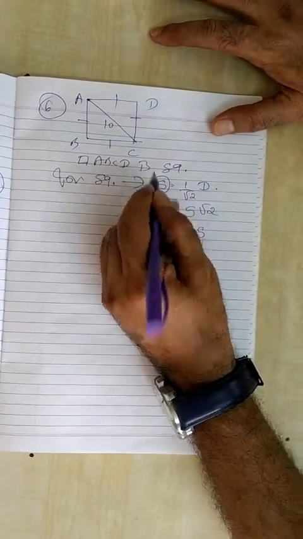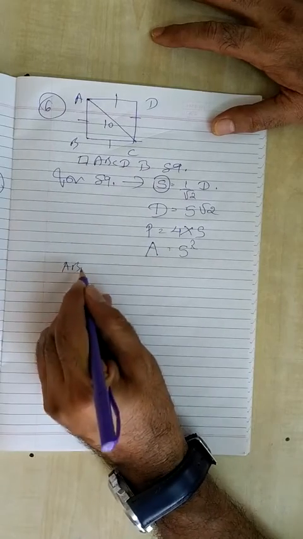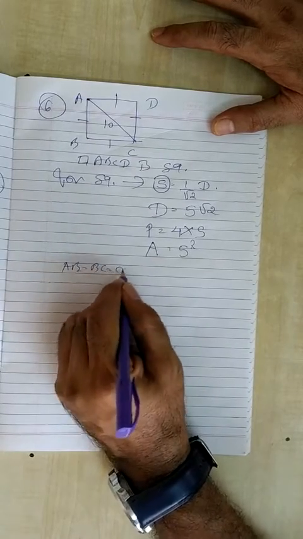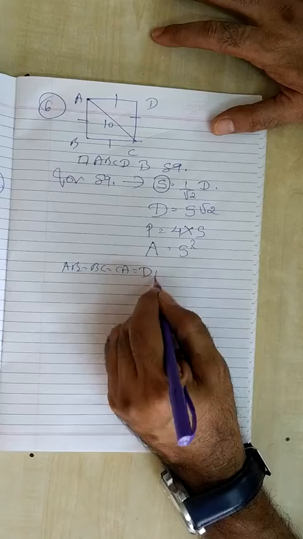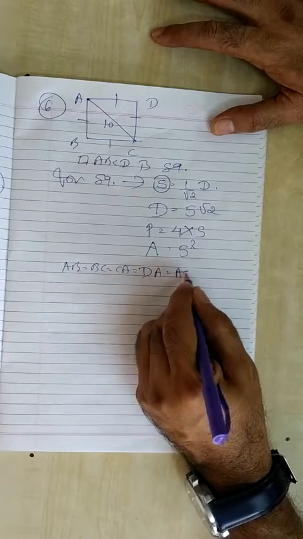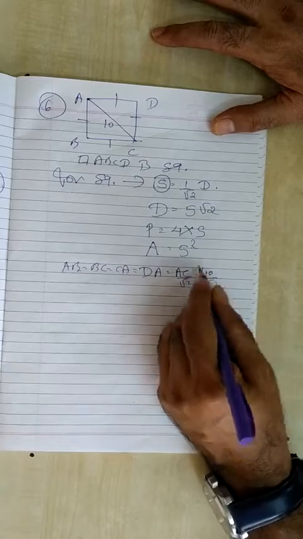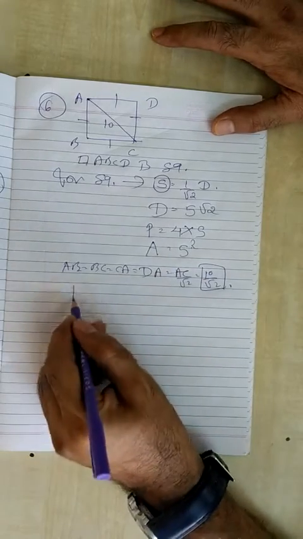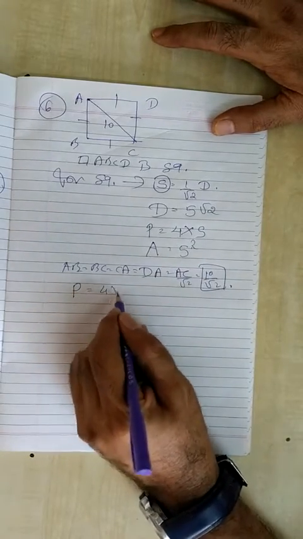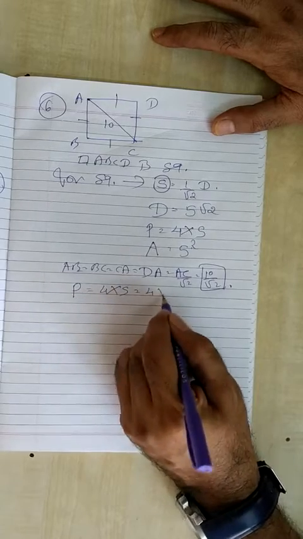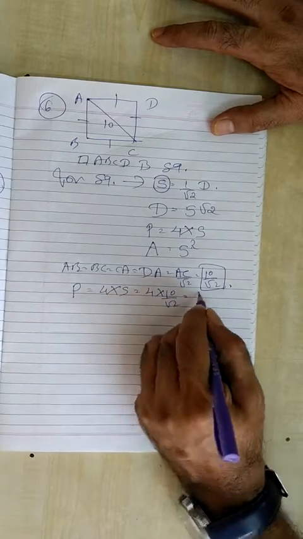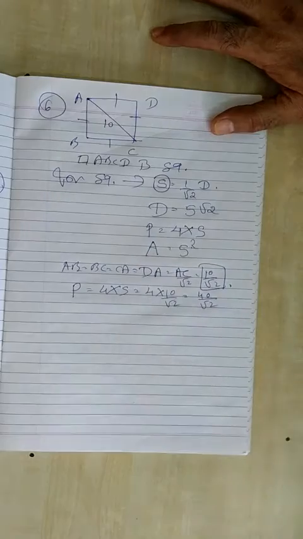Suppose you want to find out the side. AB is equal to BC is equal to CD is equal to DA is equal to hypotenuse divided by root 2. So that is 10 divided by root 2. Perimeter you have to find. So 4 into side is equal to 4 into 10 by root 2, so 40 by root 2.